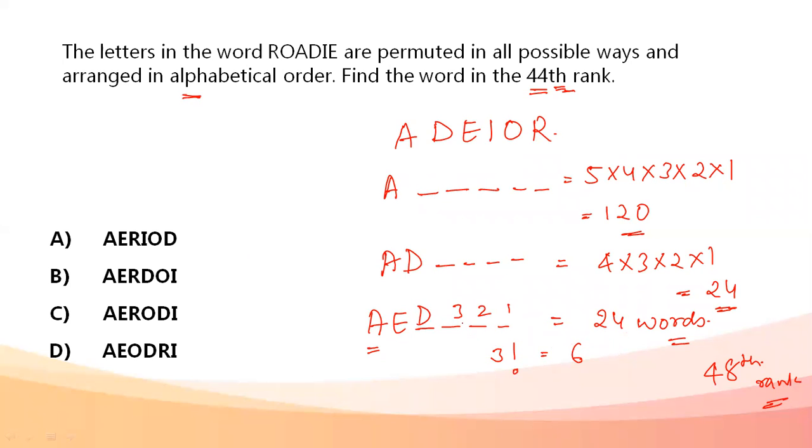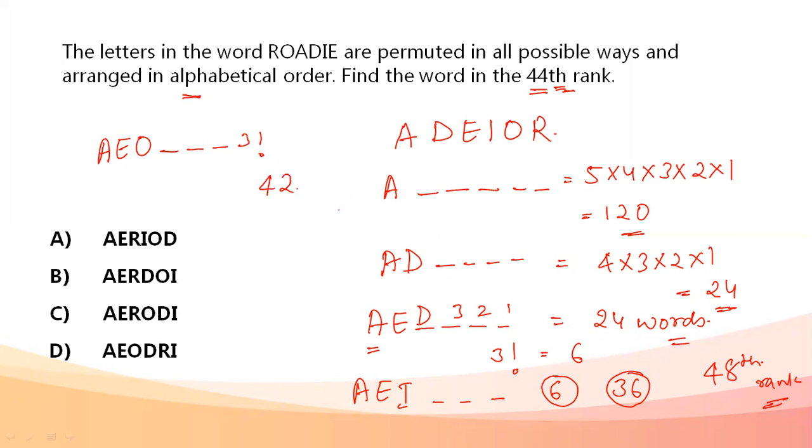24 plus 6 becomes 30. So it is not going to be A, E, D. Something other is going to come after E. Let's go for A, E, I, which is again 3 factorial, 6. So 30 plus 6 becomes 36. Until the 36th position, it is going to be A, E, I. No, we need something closer to 40. After I, the next we have is O. So let's try A, E, O. It's again 3 factorial, so 36 plus 6 is 42.